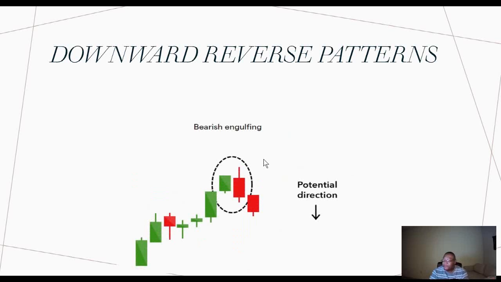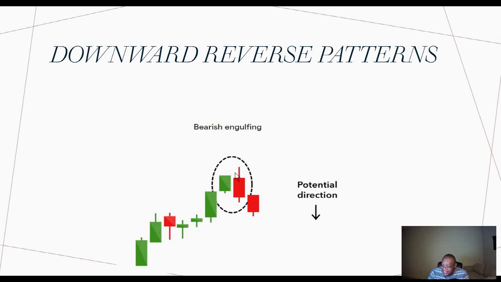Okay, the first one here is called a bearish engulfing. All right, so you're seeing the pattern going up, up, up, up, up. And the next thing you know, you get a big red candlestick, a candlestick that engulfs the one previously, the green one above it. Right? This is the time to know that you're about to jump ship.